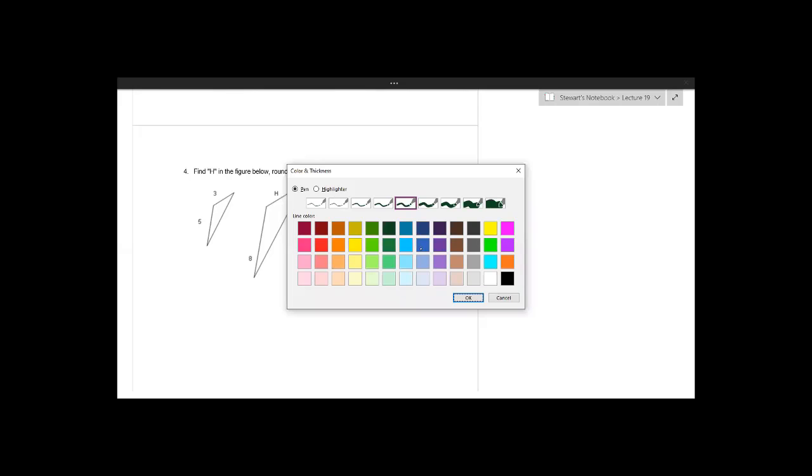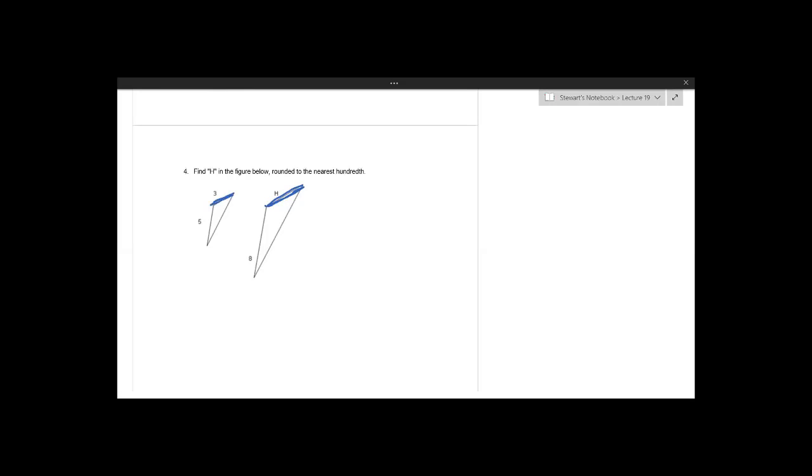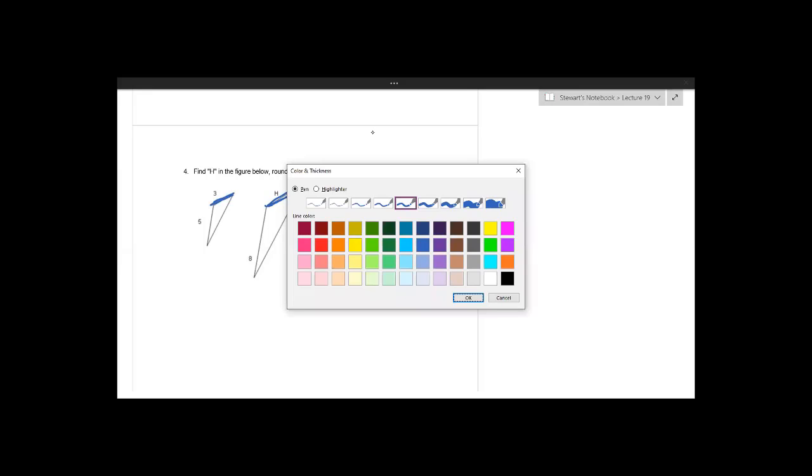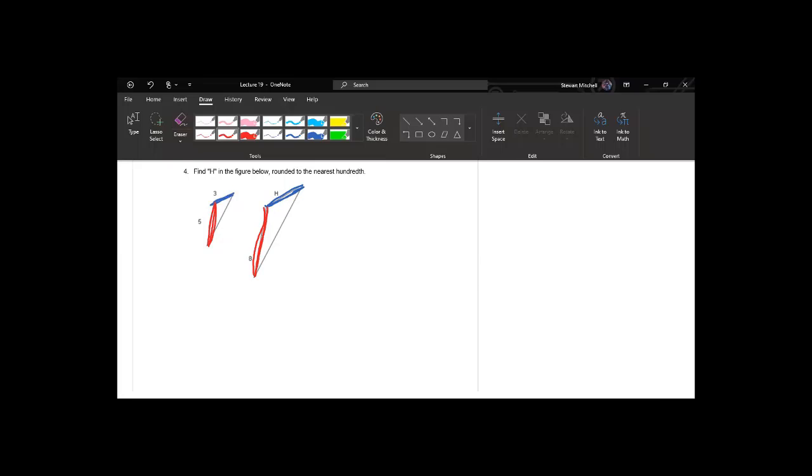So what we can do in this case is notice this h corresponds to the side on the smaller triangle that's marked as 3. They're the same corresponding side of two different triangles that are similar. They're just different in size. And then this 5 corresponds to this 8, because it's the second longest side. The 3 and the h are both the shortest sides on these similar triangles.